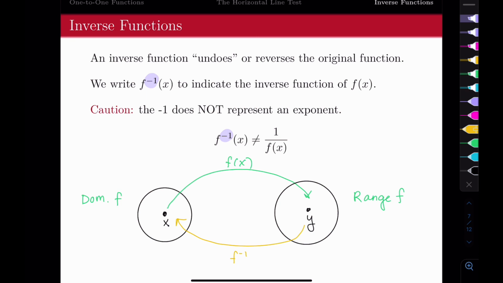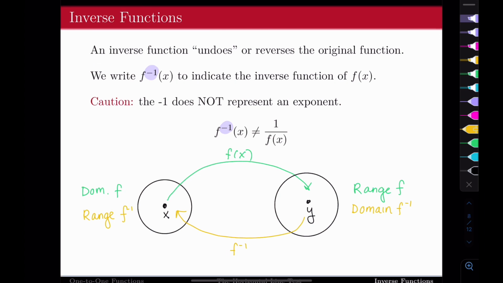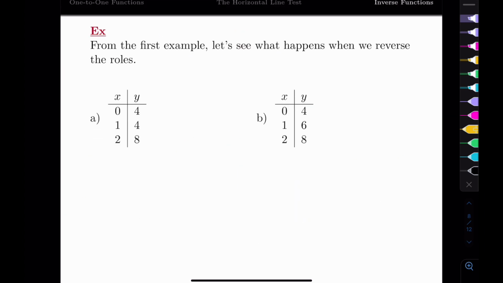So what was the range of the function becomes the domain of the inverse. And likewise, now what was my domain becomes my range for the inverse. So these roles are switching to undo this process. Okay? So I'm going to show you why we need this property of a function to be one-to-one to be able to have an inverse.